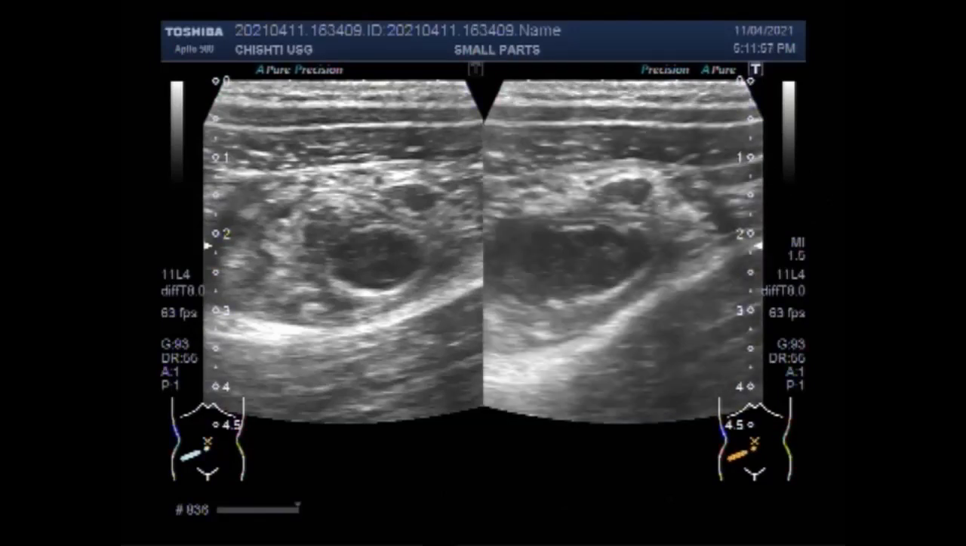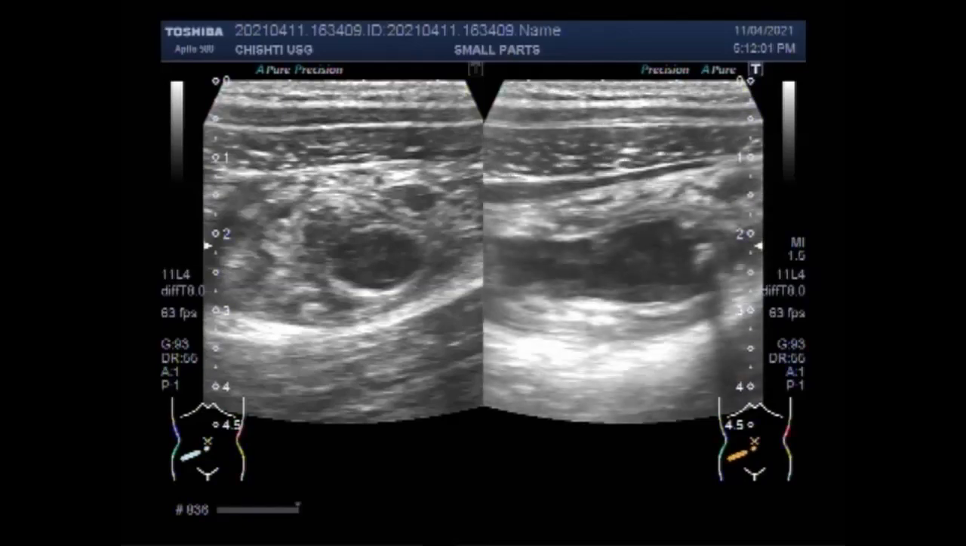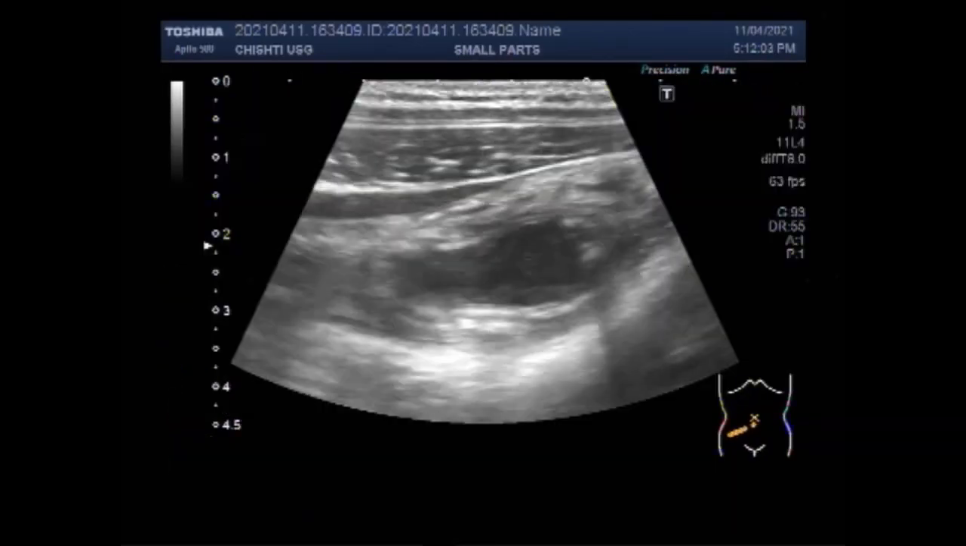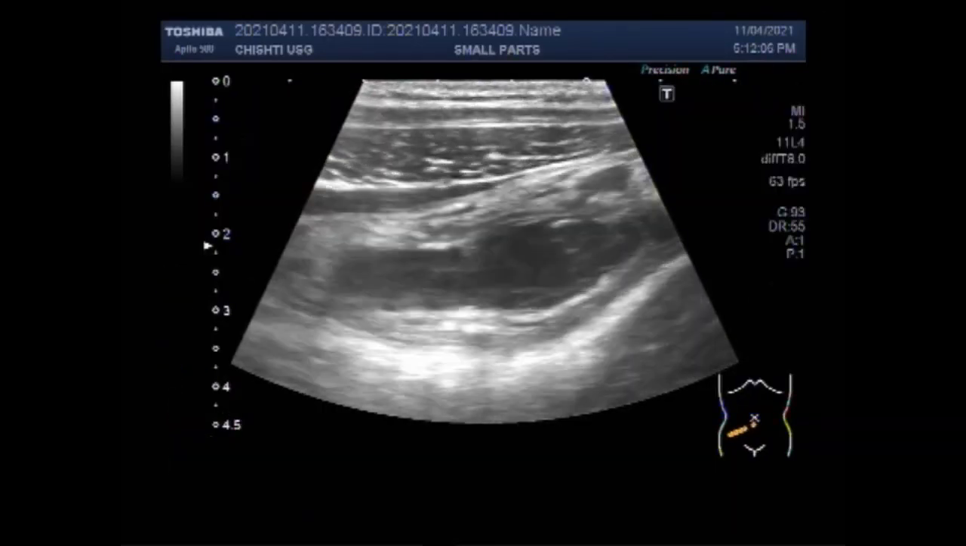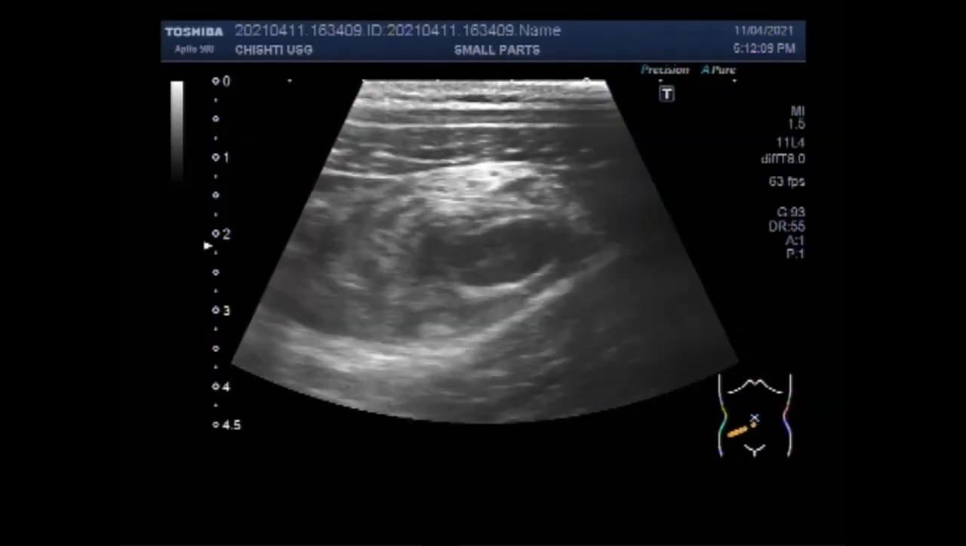Now you can see the whole length of the inflamed appendix. By sweeping the probe, you can see the whole length of the inflamed appendix.